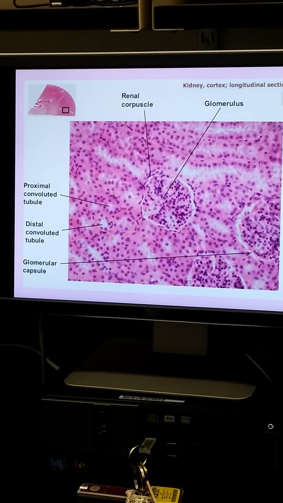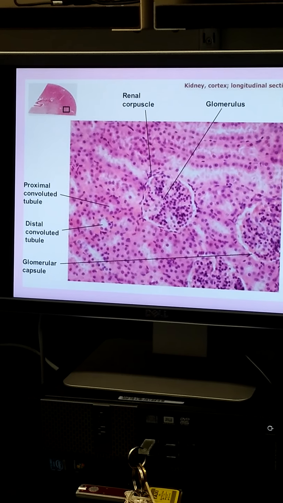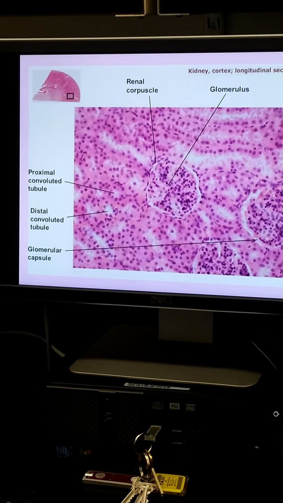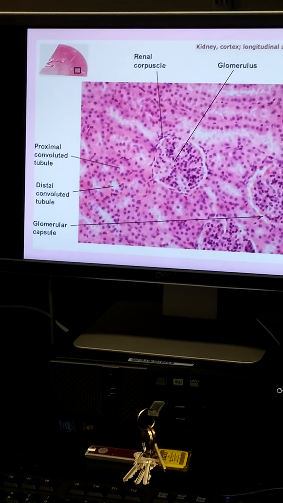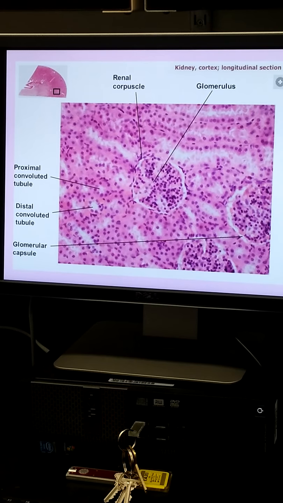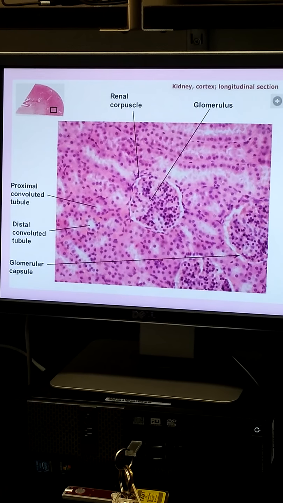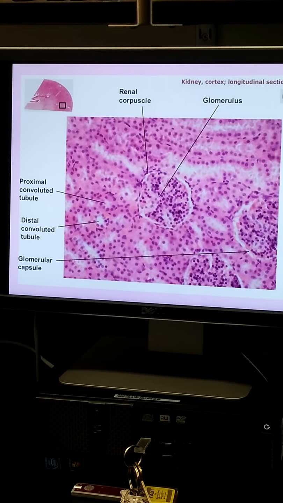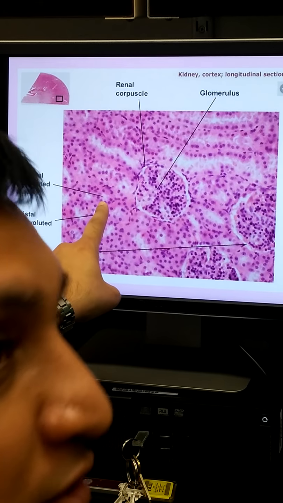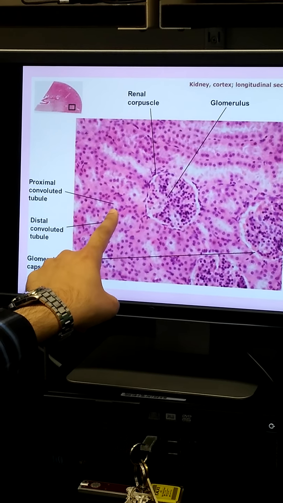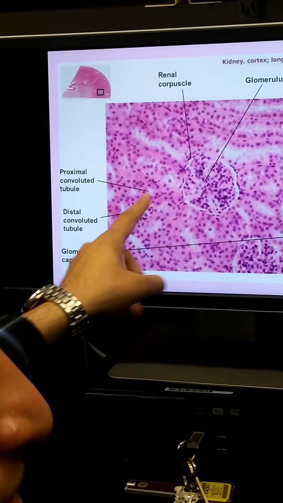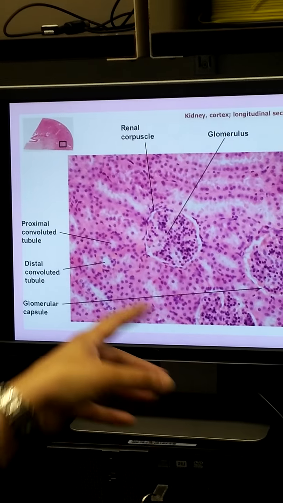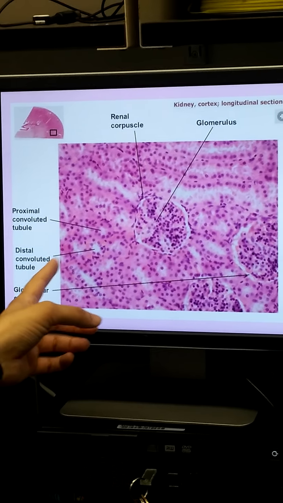What is the function of the PCT? Remember the function? Reabsorption. In order to do reabsorption, you need to increase surface area. What do you use to increase surface area? Lots of microvilli. There are lots of microvilli in the lumen of the PCT, which will make the lumen of the PCT more pinkish. You won't find these microvilli, lots of them, in the DCT.